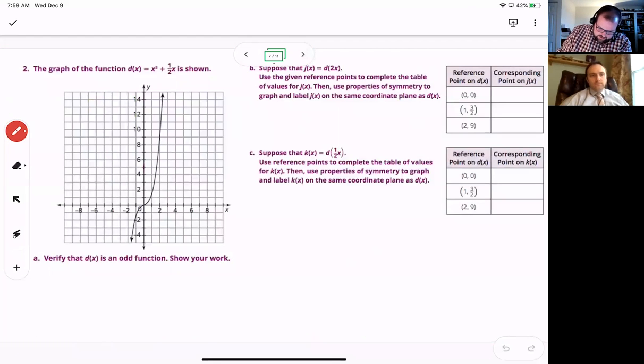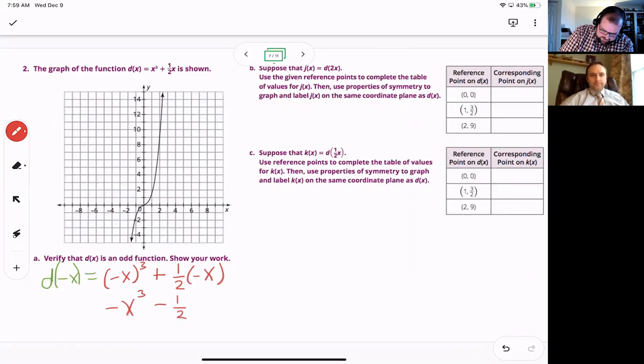Okay, so here we've got a different graph, and we've got to verify this is an odd function again. So I'm going to do the same thing. I'm going to plug in negative x. We've got negative x cubed plus 1/2 times negative x. That's going to be negative x cubed and minus 1/2 x. And that's the exact opposite of d of x. Therefore, this is an odd function.